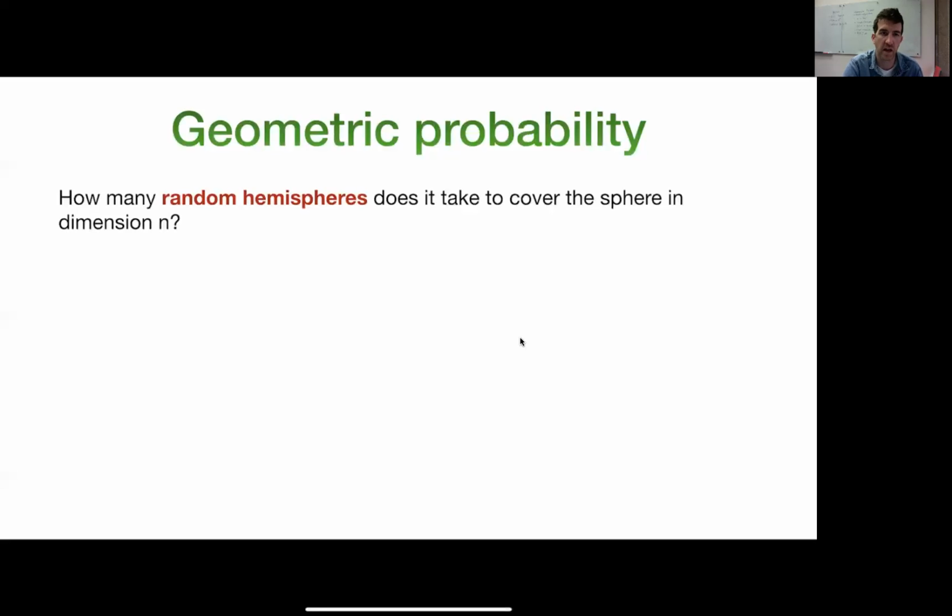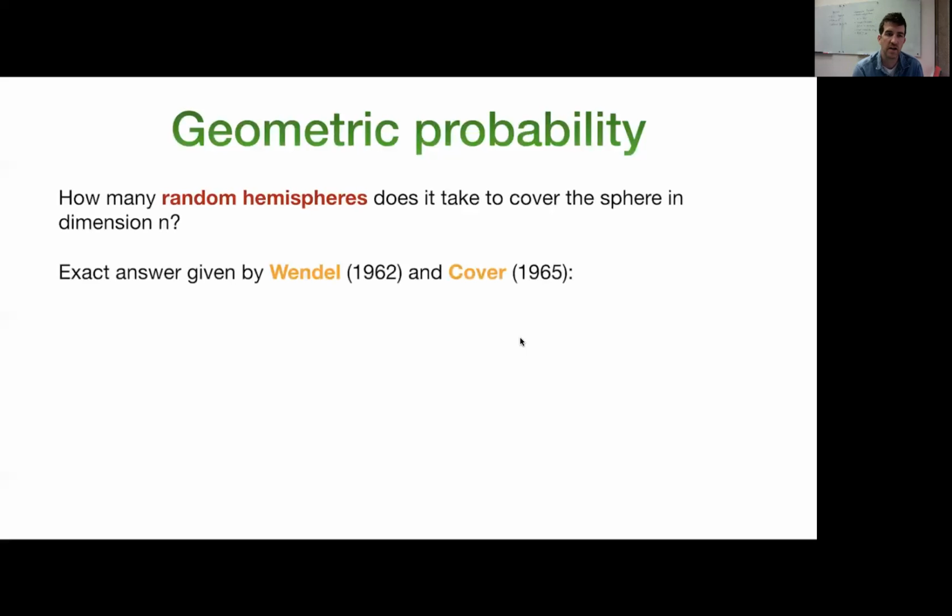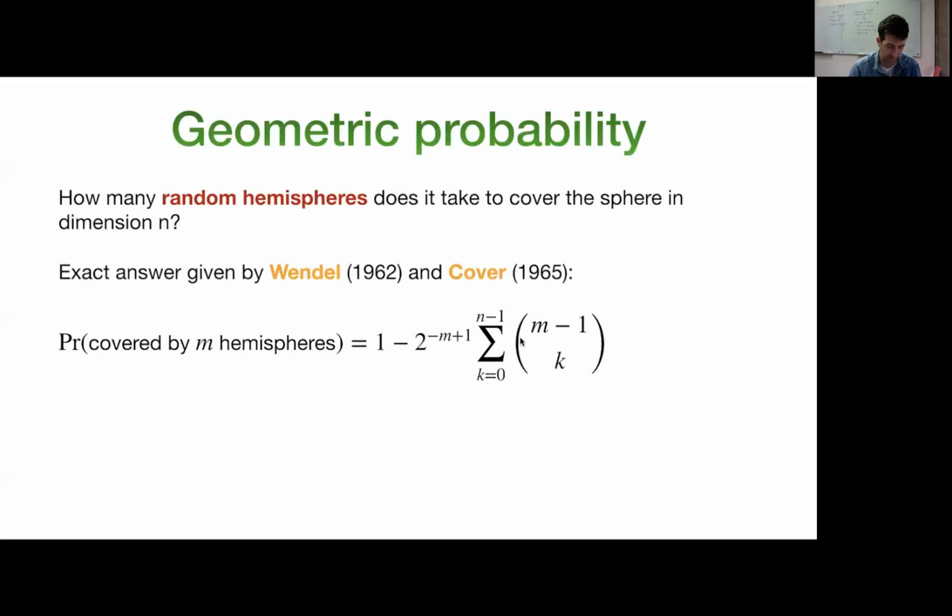Okay, so to begin with, I want to start with a very nice and natural problem in geometric probability. We have a sphere in n dimensions, and the question is, how many random hemispheres, uniformly random hemispheres, does it take, typically, say, to cover the sphere? Okay, and it turns out this problem has an exact answer, and it was given by Wendel and Cover of information theory fame. And the exact formula is as follows. The probability that the sphere is covered by m random hemispheres is given by this exact formula.